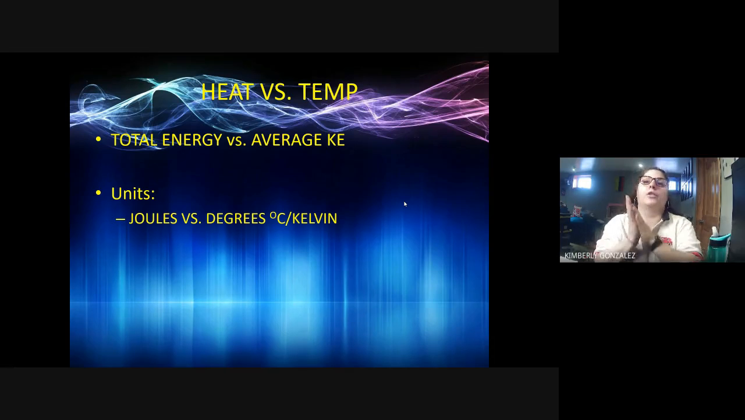Okay. The units for heat are joules, or capital J, where we know the units for temperature are either degrees Celsius or Kelvin. Yes, I could have put degrees Fahrenheit here, but I don't have to include it because we're talking about science. And in science, we really don't use degrees Fahrenheit because pretty much everywhere else in the world, we do not use degrees Fahrenheit.